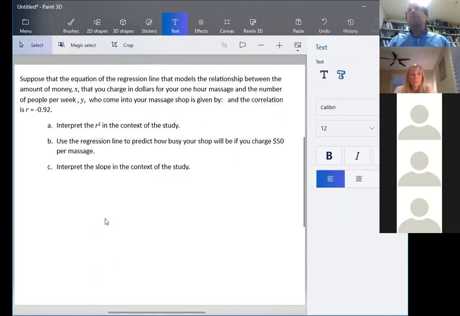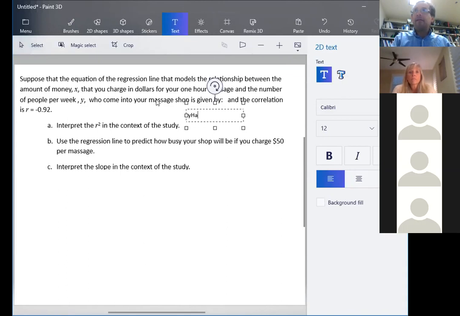Okay, suppose that the equation of the regression line that models the relationship between the amount of money X that you charge in dollars at your 1-hour massage. Okay, so we have a business now. And the number of people per week Y who come into your massage shop is given by, and this new system does not copy and paste, so I got to write it out. So I'm going to write Y hat is equal to 251 minus 2.5x.